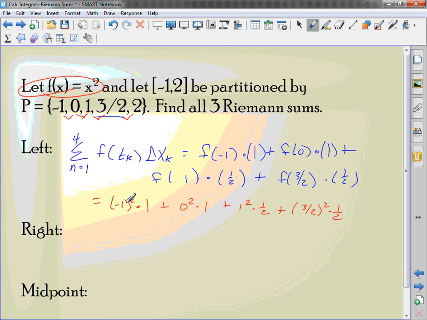Now I do the math. Negative 1 squared is 1 times 1 is 1. 0 squared, 0 times 1 is 0. 1 squared is 1 times 1 half, 1 half. 3 halves squared, 9 fourths times 1 half is 9 eighths. I add this together, and I get 8 eighths, 4 eighths, 12 eighths, plus 9 eighths is 21 eighths. You guys can go.